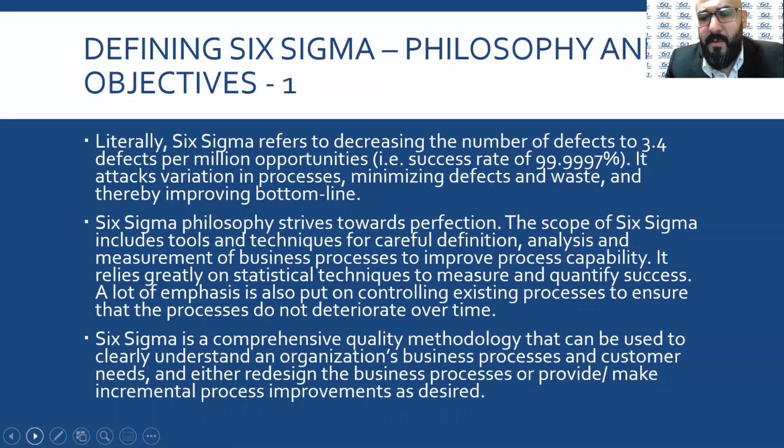Six Sigma is a comprehensive quality methodology that can be used to clearly understand an organization's business process and customer needs, and either redesign the business process or make incremental process improvement as desired. Comprehensive means looking at the whole view, the holistic view, the big picture of the process, and aligning the process with the customer needs in order to reduce the variation. The whole goal is to reduce the variation. And by reducing the variation, you will be able to reach this goal, which is 3.4 defects per million opportunities, DPMO.